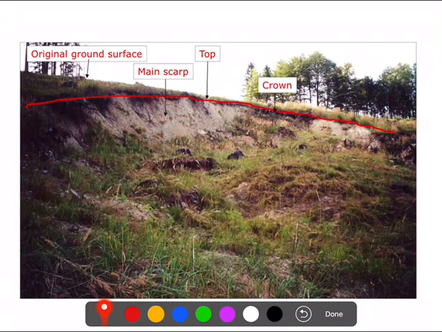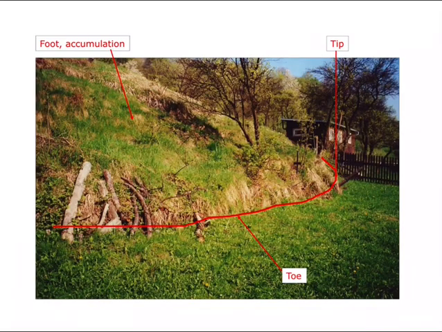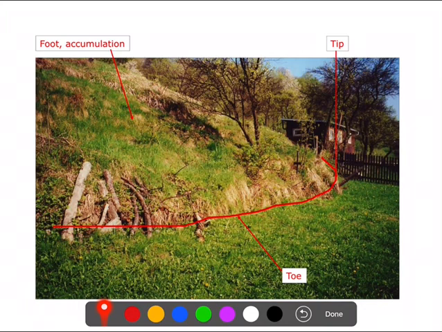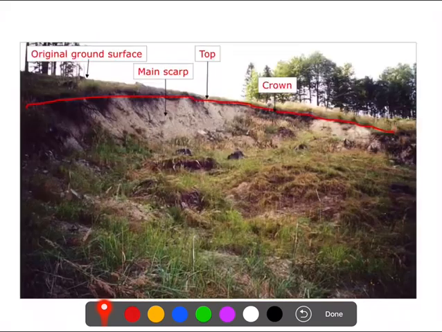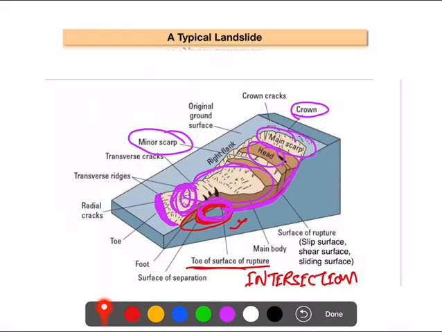Then see here, you can see the foot. So what is a foot? The foot is the portion of the landslide that has moved beyond the toe of the surface of rupture. If I go to the previous diagram, beyond this was the toe of the surface of rupture. So this is the foot. It has moved beyond the surface of rupture where accumulation is taking place. Accumulation of what? Accumulation of the failed soil mass, or rock mass, or the debris.